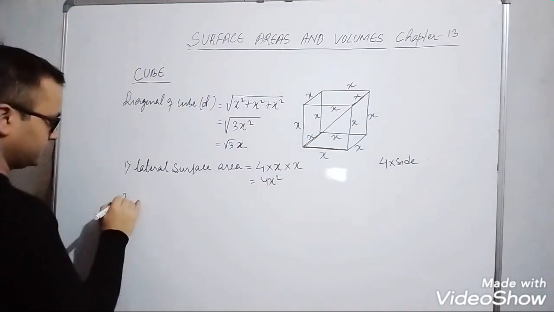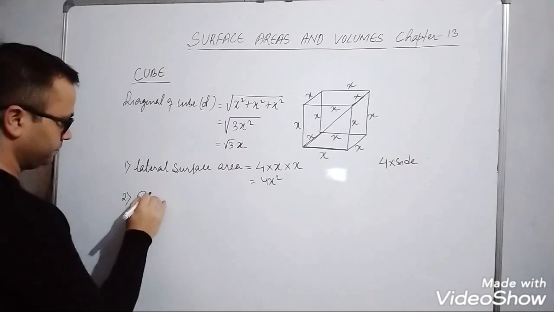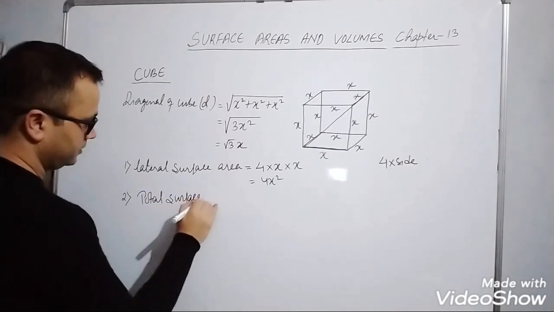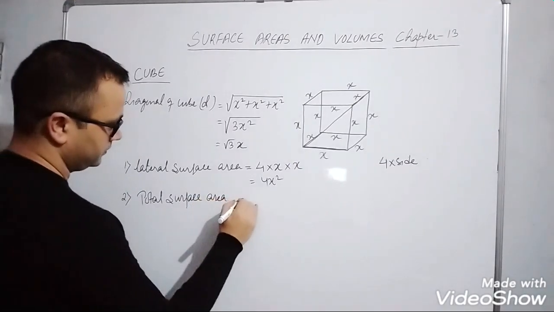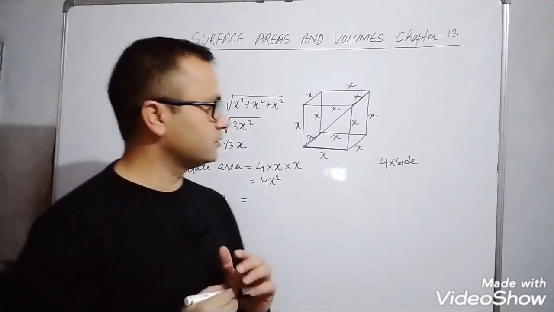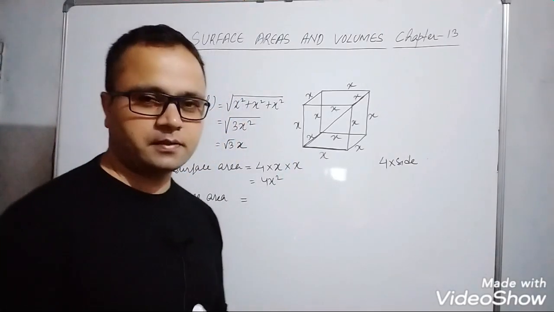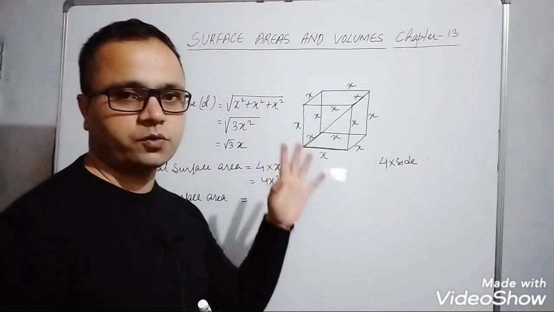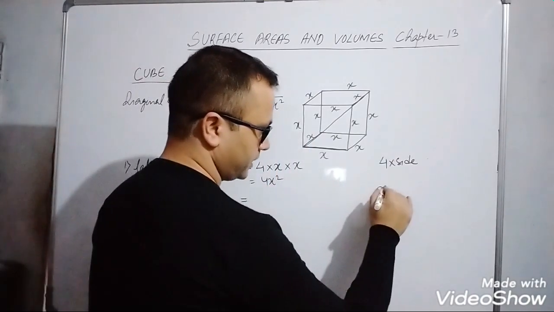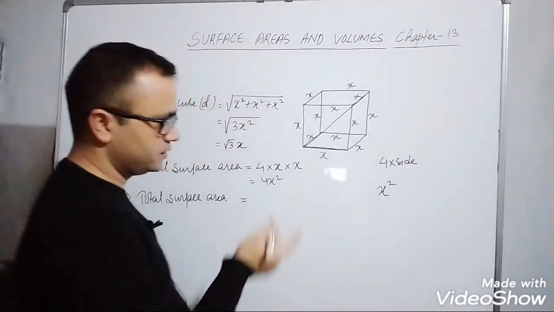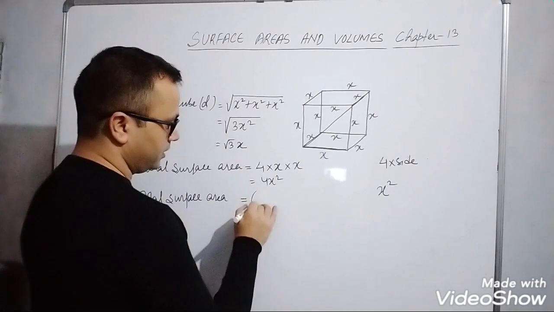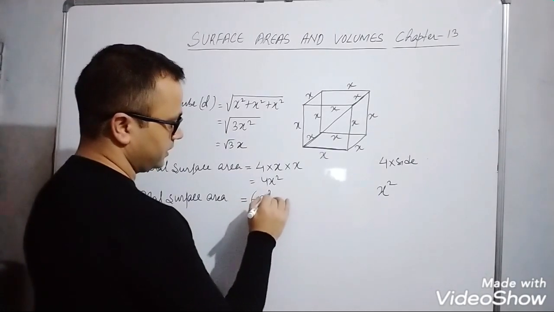Now next is total surface area. Total surface area equals, there are 6 faces, meaning there are 6 squares. The area of one square is side square. So there are 6 squares, and we can directly multiply with 6. It is 6x square.